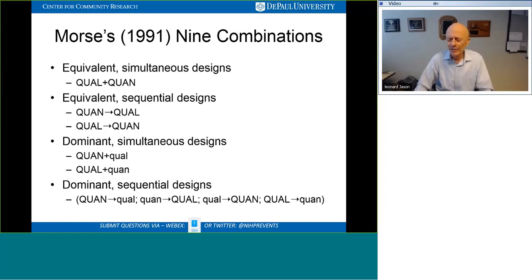Here you see 9 different combinations: equivalent simultaneous designs, which is qualitative plus quantitative; equivalent sequential designs, quantitative followed by qualitative, or qualitative followed by quantitative. And you can also see dominant simultaneous designs, where the primary method is quantitative and secondary qualitative, or the primary is qualitative and secondary quantitative. And you also have dominant sequential designs, and you can see some examples of that on the bottom. These are just a few of the examples, and there can be circuitous routes as well. So one can actually have more than 2 different approaches in a particular study or area.